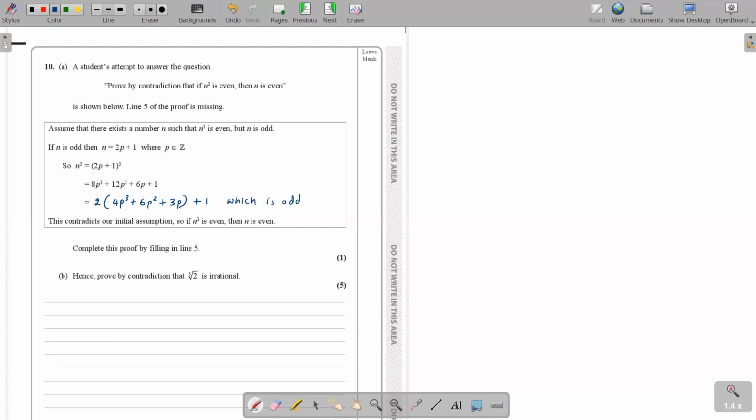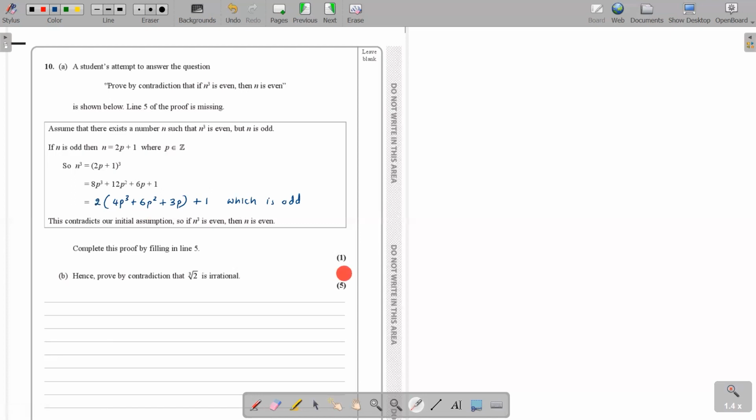This is definitely odd, which means what? Therefore it contradicts our initial assumption. So if n cube is even, then n is even. Okay, so this is the missing line that you need to write. So it's just 1 mark.